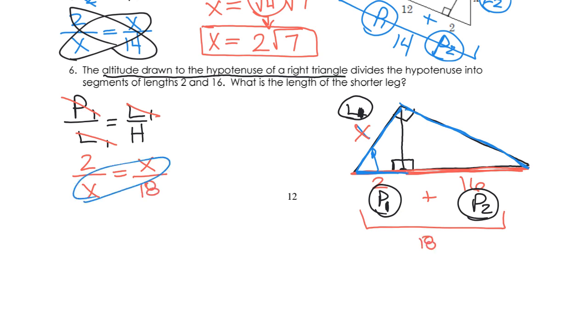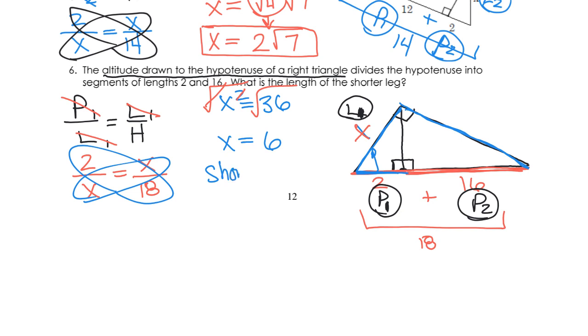We'll go ahead and cross multiply. We get x squared equal to 2 times 18, which is 36. And then we're going to go ahead and square root. What's nice about this one and the last couple is that 36 is back to being perfect. And so our answer is x equals 6. And so we can say that the shorter leg equals 6.